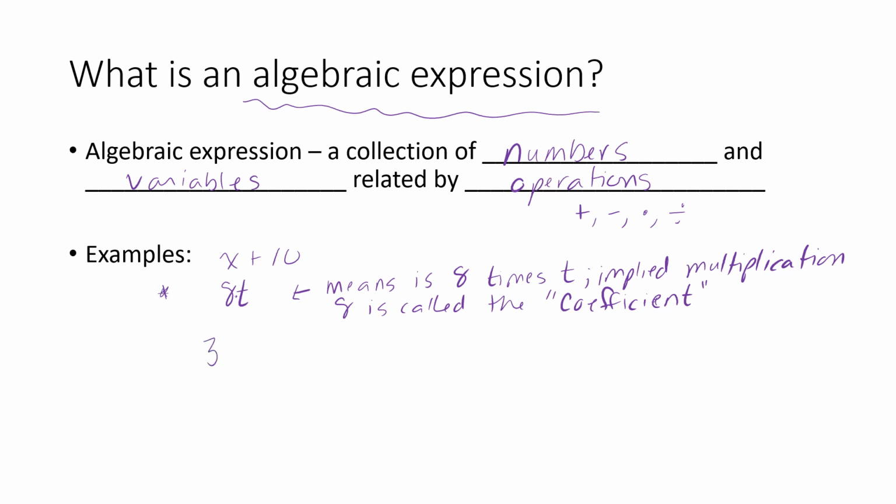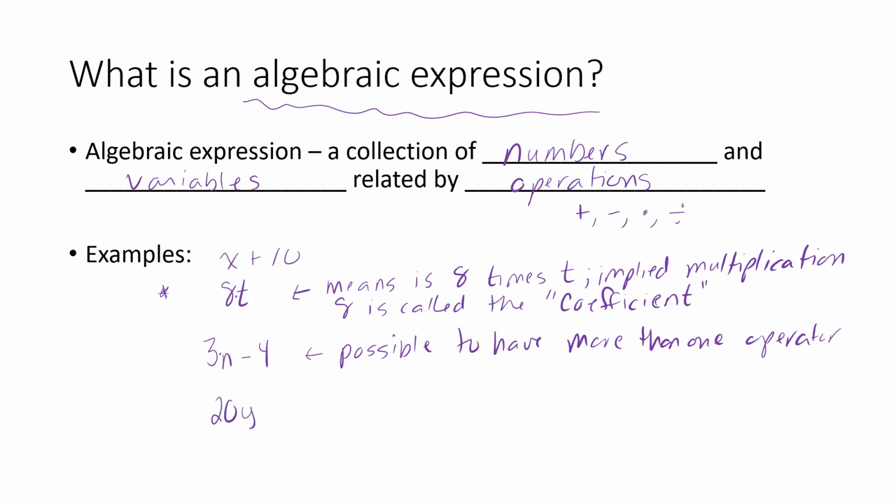Now, you could also see something like this, 3n minus 4, and that means it's possible to have more than one operator. So that has multiplication, 3 times n, and then subtracting a 4. And you could see something like this.